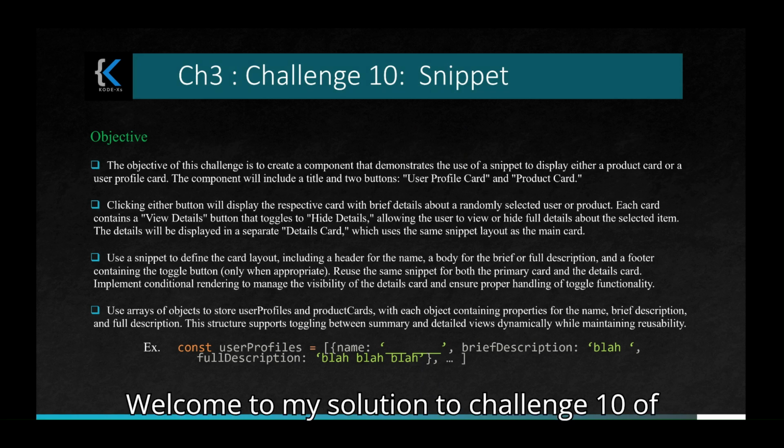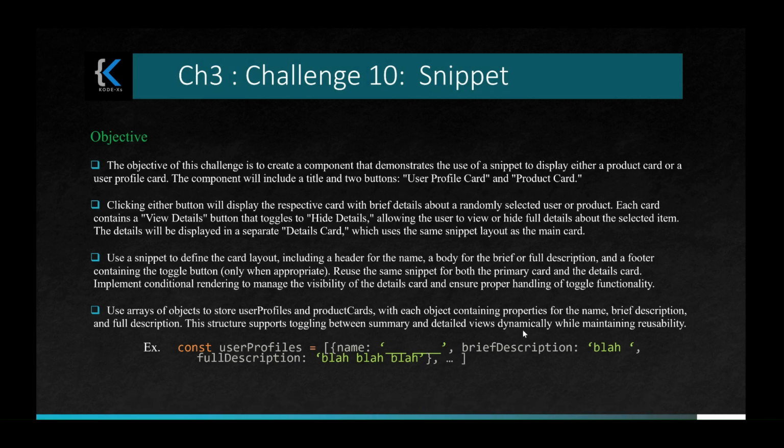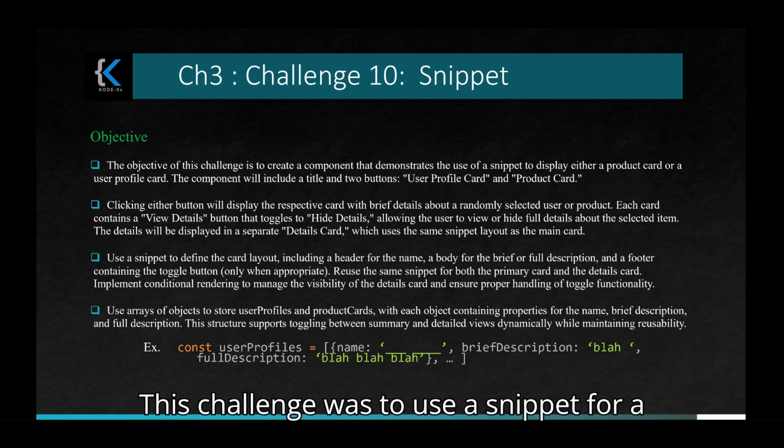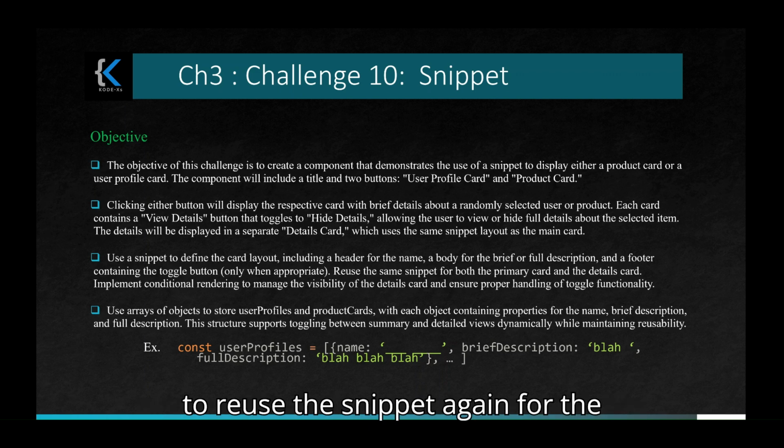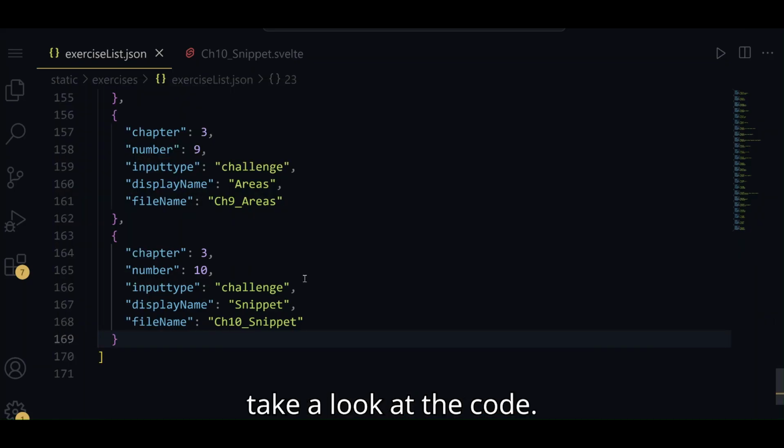Welcome to my solution to Challenge 10 of Chapter 3, Snippet. This challenge was to use a snippet for a user profile and a product card, and also to reuse the snippet again for the details. Let's take a look at the code.